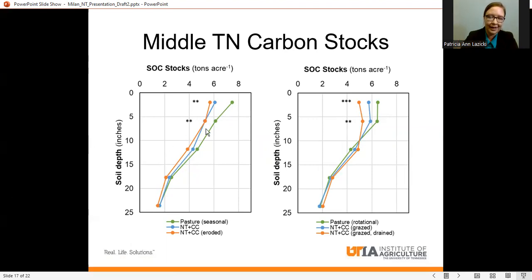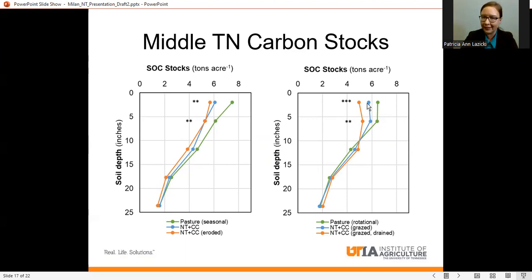Also notice in that first site, there wasn't any difference between the highly eroded field and the much less eroded field. And this goes along with what the farmer was saying, actually, that in the past 5 years, he's noticed that there hasn't been as much difference in crop performance between them anymore.